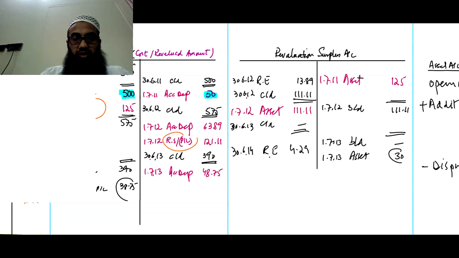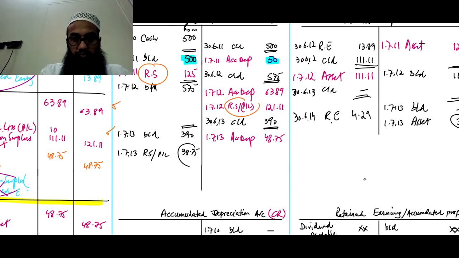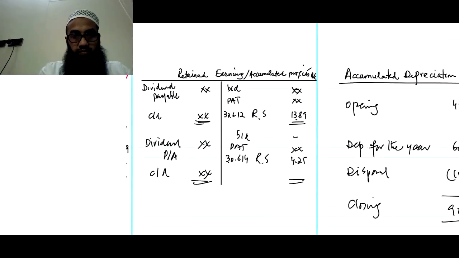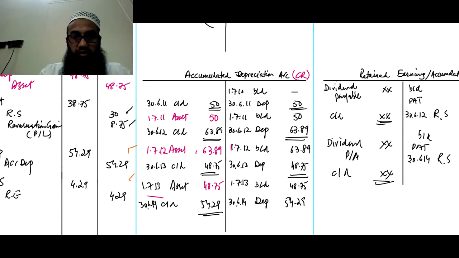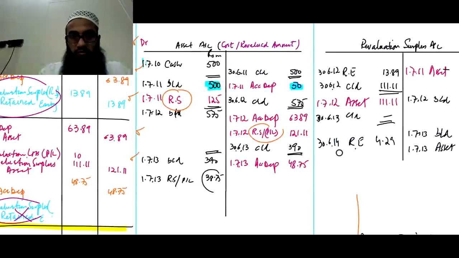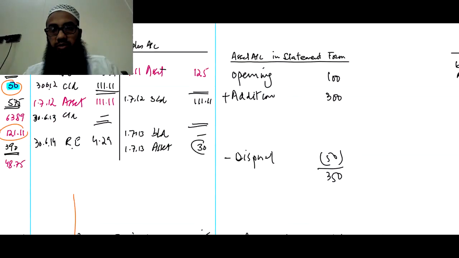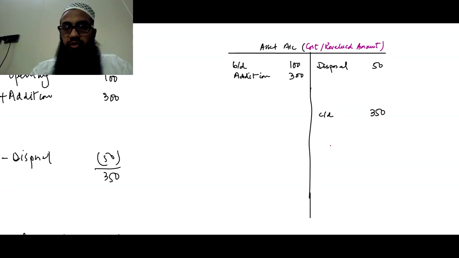On the other hand, if revaluation came, we have seen two, three things over here. One, accumulated depreciation transferred from the accumulated depreciation account, and revaluation increase or revaluation decrease. One is accumulated depreciation transfer. The other is revaluation increase or revaluation decrease. So let's see what happened. Just writing the T account in the statement form is called the revaluation note.